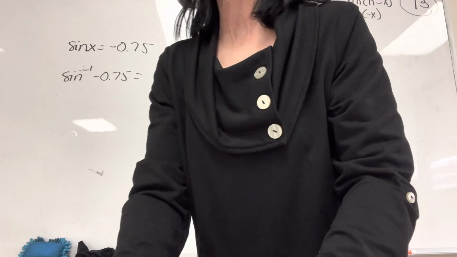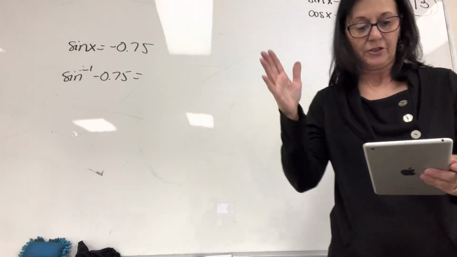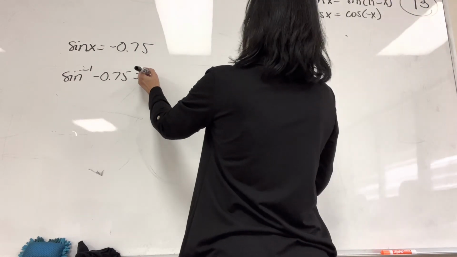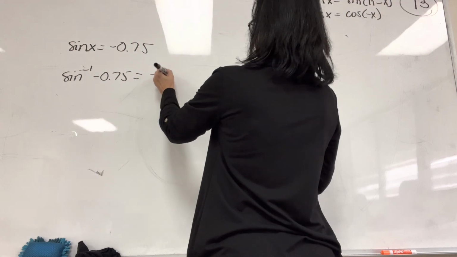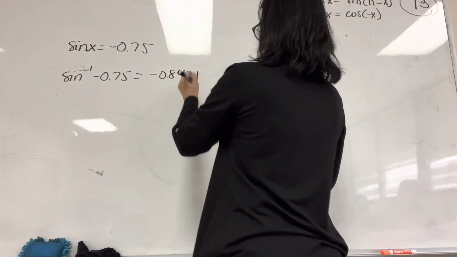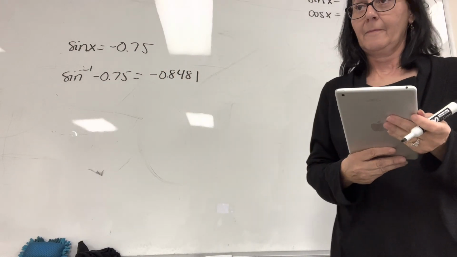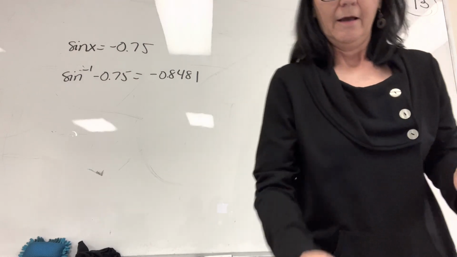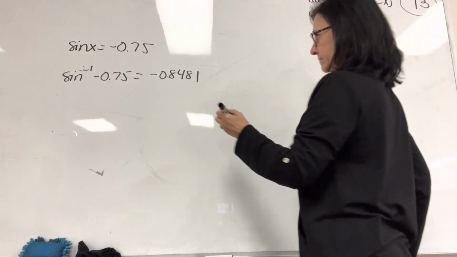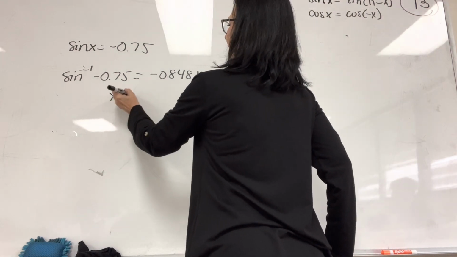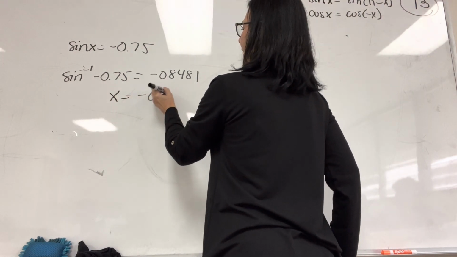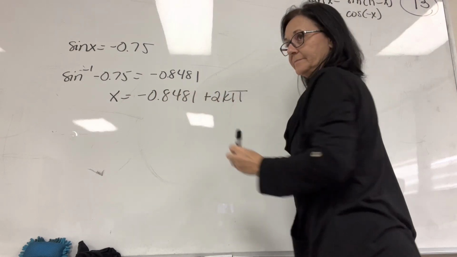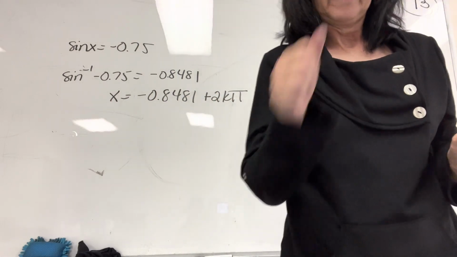So it better be less than 1.5-ish, right? It's minus. Stop it, Isaac. Raise your hand. 0.8480. Should the calculator be in degrees or radians for this? Yeah, Isaac. Radians. All right, so x is negative 0.8481 plus 2k pi, right?